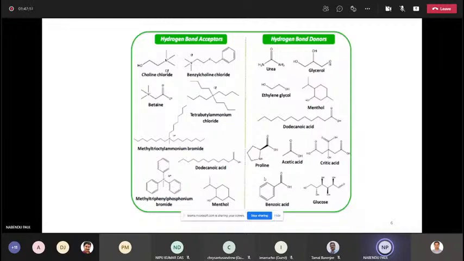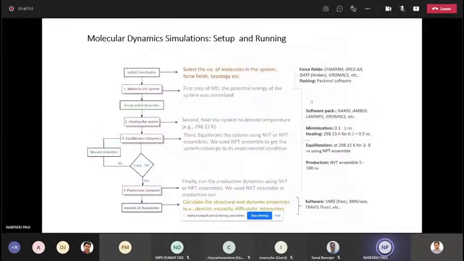Here are some examples of hydrogen bond acceptors and hydrogen bond donors. These are widely used in the DESs. Here you can see that menthol is present in both the hydrogen bond acceptor and donor lists. It means that there is no fixed hydrogen bond acceptor and donor in this field. It depends on the components that you use, which determine whether it will donate or accept the hydrogen bond. So it depends on those components and the ratio in which you mix them.